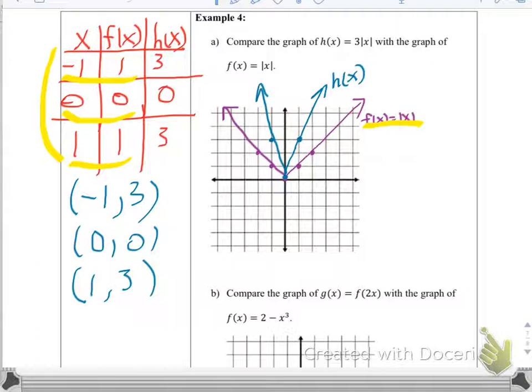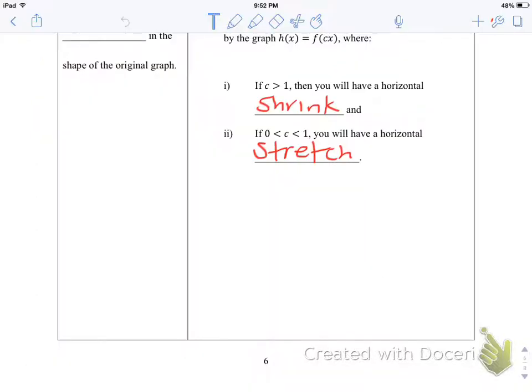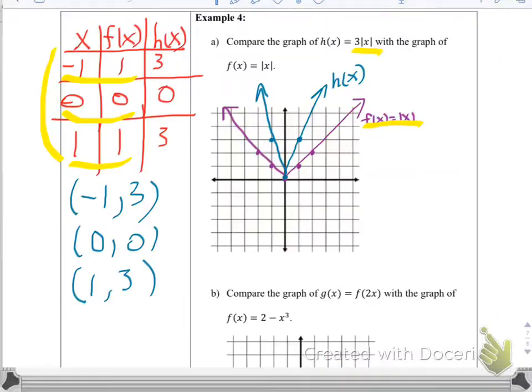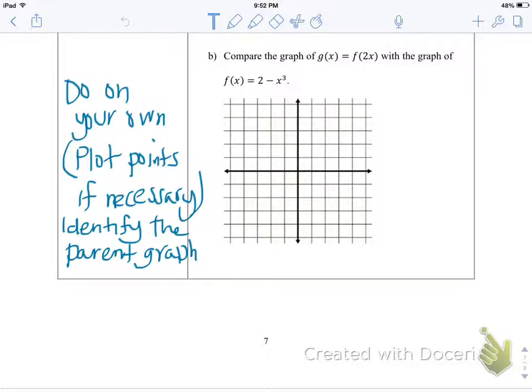Okay, so see how the 3 is on the outside of our function, and you see 3 is greater than 1. So if we go back and look, it said if c is greater than 1, you'll have a vertical stretch. So you see it's sort of stretched, right? It's stretched up vertically. Okay.